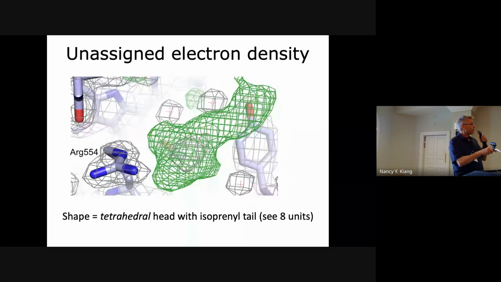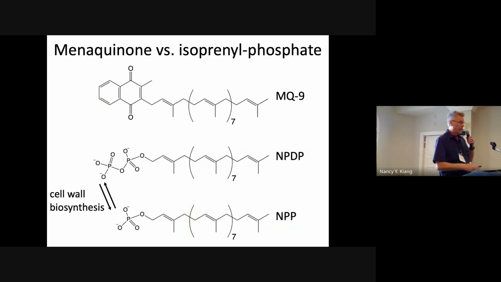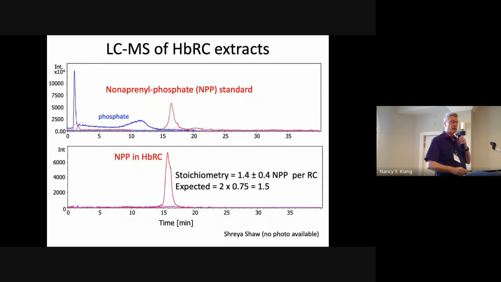There was a long isoprenyl tail that ended not in a quinone, but a tetrahedral group interacting with an arginine. We thought this was probably a phosphate, so the main quinone is menaquinone 9, and here would be nonaprenyl phosphate. We know that these are involved in a cycle to build cell walls, so it's available in the membrane. So maybe it's incorporated in the protein.